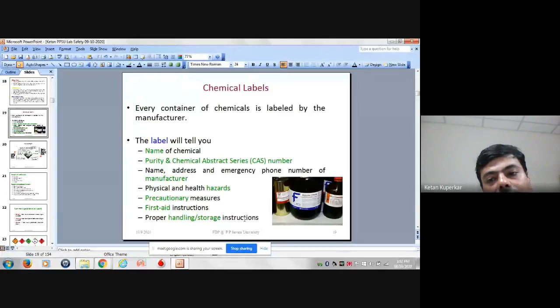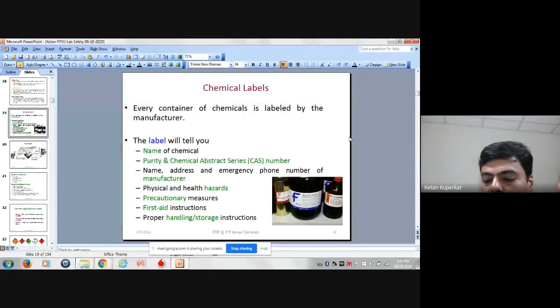Right from its precautionary measures, first aid instructions are also mentioned, and the most interesting point is how to handle them properly and where to store this kind of chemical. Nowhere is it the case that any chemical which you procure can be stored as and when and wherever you wish. No, several chemicals are to be stored in presence of light. Several are to be stored in dark, that means in absence of light. Several are to be stored in a cool environment, few of them in refrigerators, few of them in open environment. So all these kinds of storage instructions are also mentioned by the manufacturer who supplies the chemical.